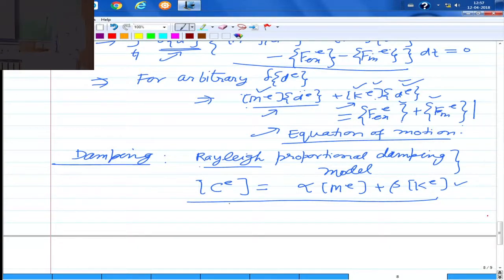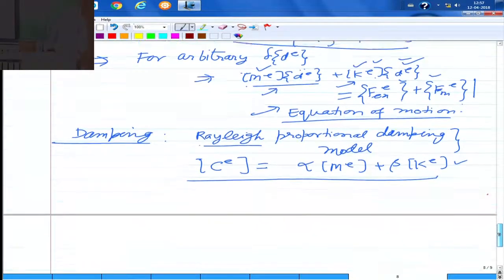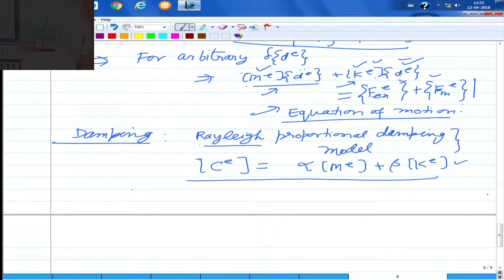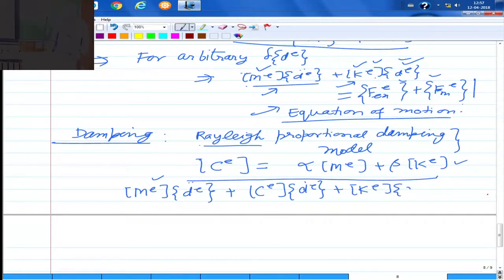determined from experimental data. So this is how you model damping, and if you include the damping, for the damped case the equation of motion would translate into M_E d_E double dot, and this is the inertia force, plus the damping force C_E into d_E dot, plus of course the restoring force K_E into d_E, is equal to F external for the element plus F internal for the element. So this is the only change if you incorporate damping: the additional term which you call the damping force. So this is with the modeling of damping.